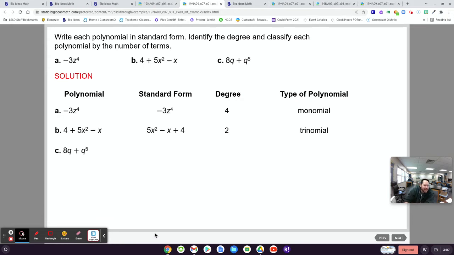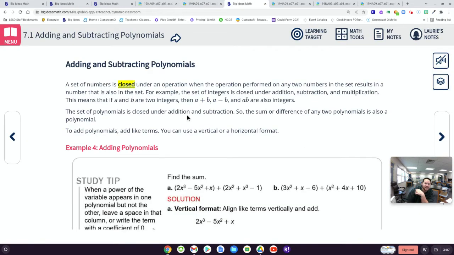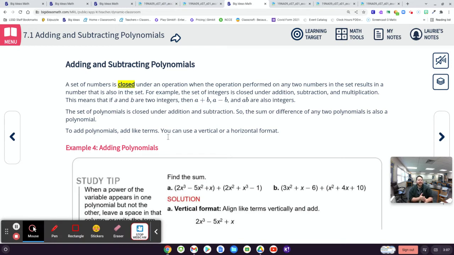Okay, and the last one, we have 8q plus q to the 5th. Put that in standard form. The q to the 5th goes first. What degree is this polynomial? It is a 5th degree polynomial because it's q to the 5th. And what type of polynomial is it? Yeah, it's a binomial because there's 2 terms. All right, now you're a master of this vocabulary. Fantastic. Let's jump into writing polynomials when you have to simplify.